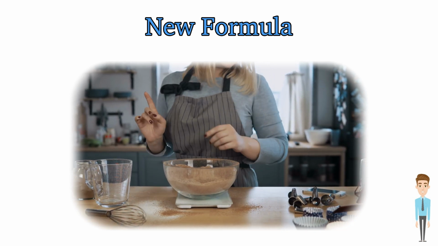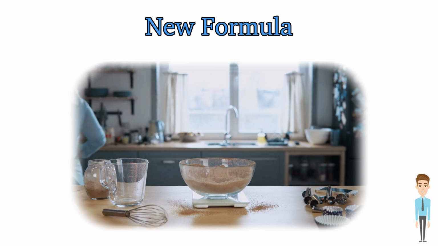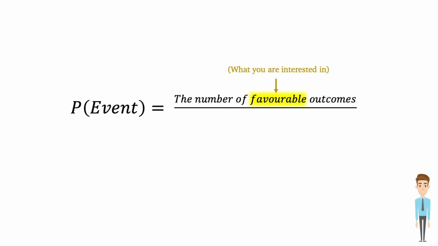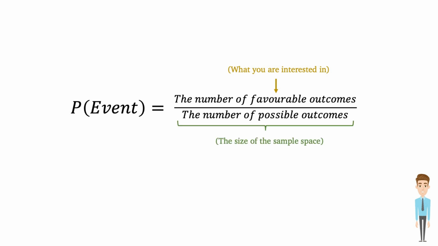So to calculate the probability of any simple event, the formula has 2 ingredients and is set up as a fraction. In words, the numerator is the number of favourable outcomes. The word favourable just means what you're interested in. The denominator is the number of possible outcomes, or in other words, the size of the sample space.